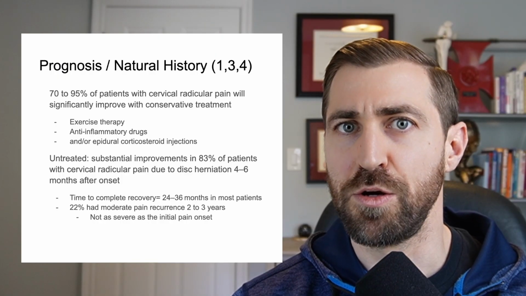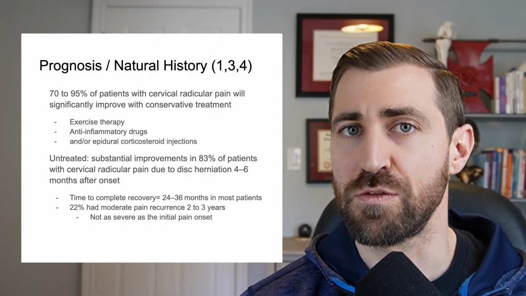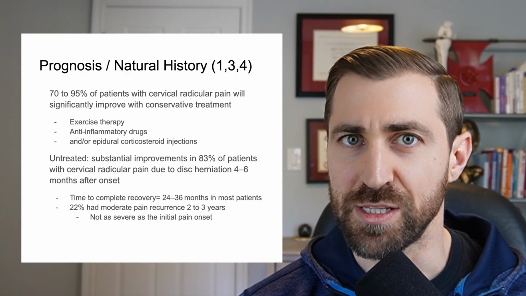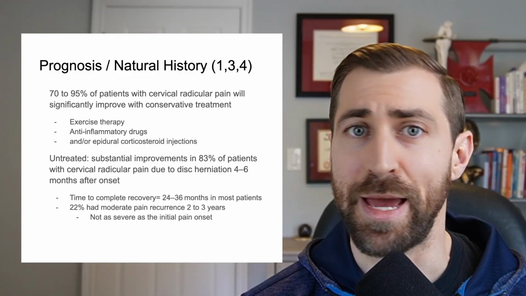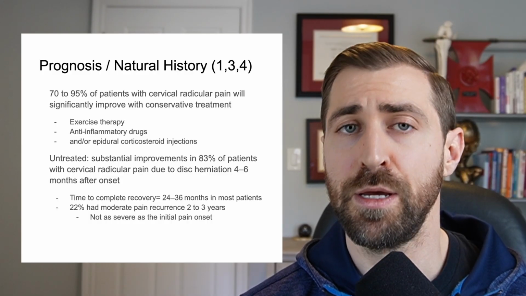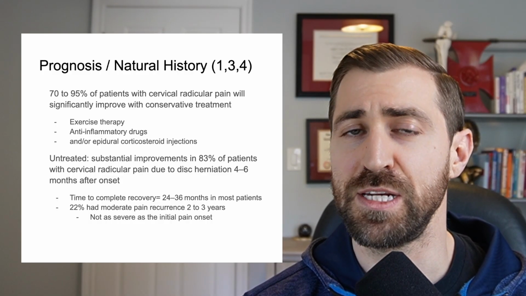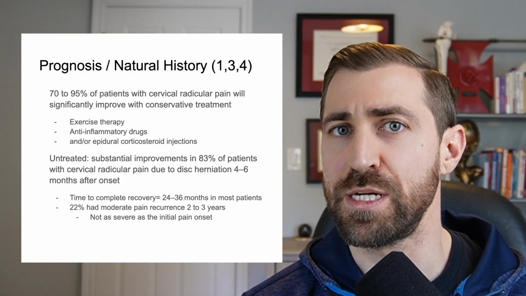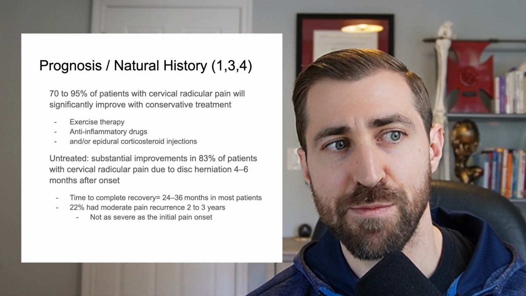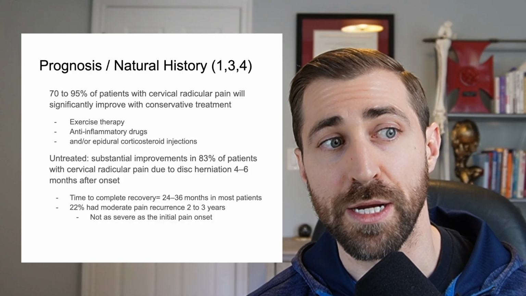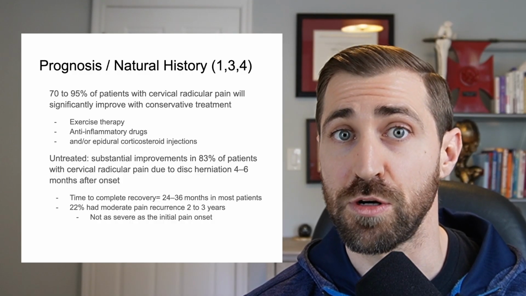So what's the prognosis or natural history of cervical radiculopathy? Basically, does this get better over the course of time? Do we need to employ some exercises to make it better, right? Over the course of 5, 10, 15 years, are these folks going to continue having weakness for the rest of their life? So generally speaking, 70 to 95% of patients with cervical radicular pain will significantly improve with conservative treatment.